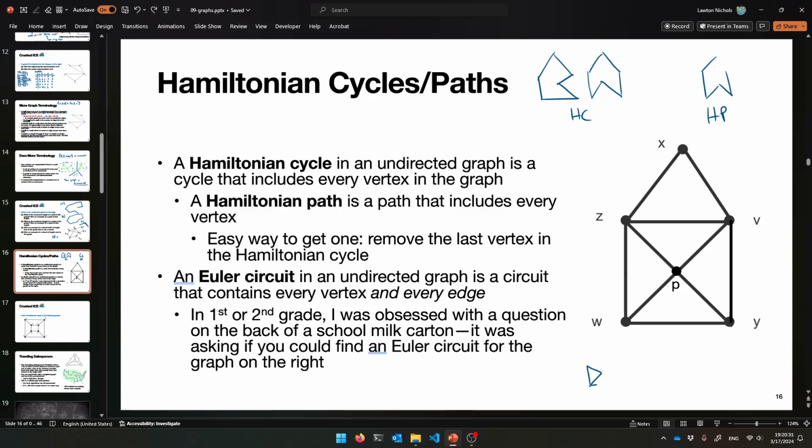So those edges are covered. Yeah, and that one. That covers every edge. That was an Euler circuit. See if you can recreate that. That is harder than it looks.